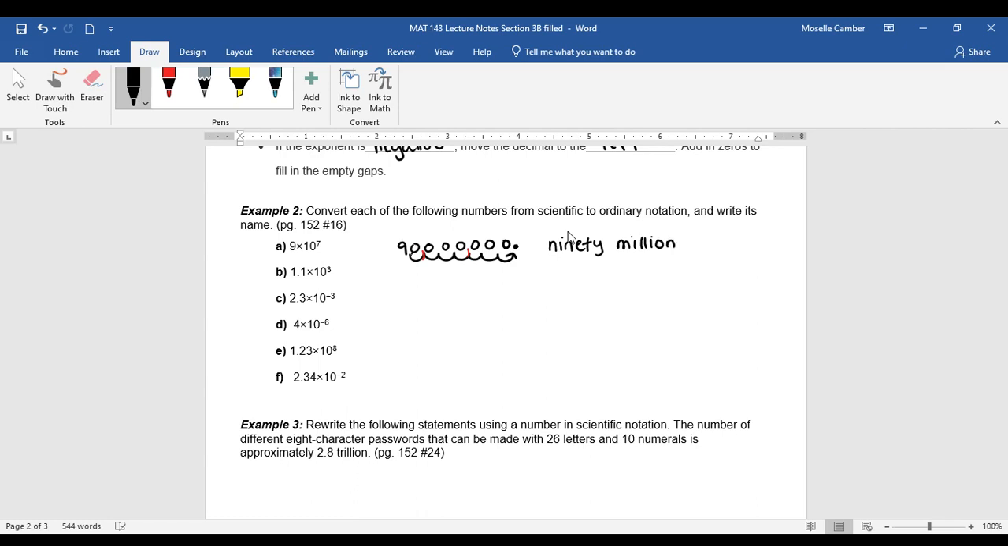Okay, this next one, 1.1 times 10 to the third. So I start with 1.1. And I want to move it to the right 3 because it's positive. So I go 1, 2, 3. And I fill in the zeros. So now I have 1100. Or if you want to be particular, it is 1100.